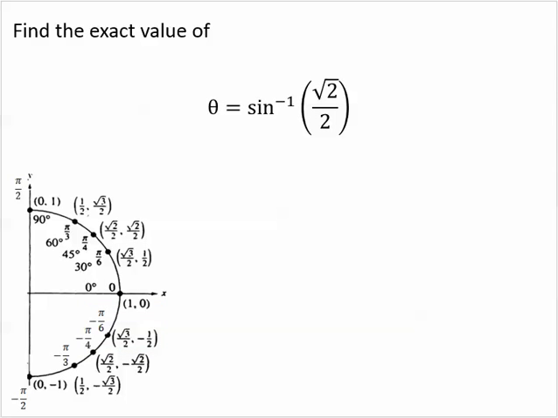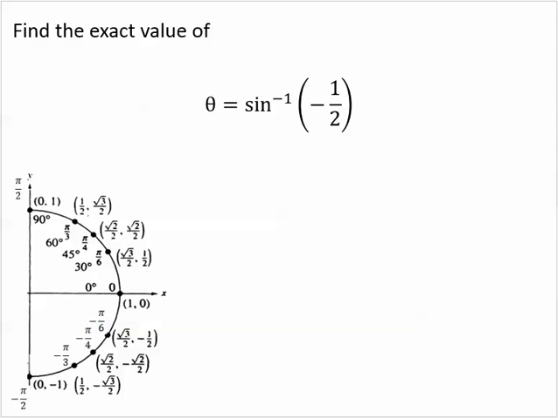Find the exact value of inverse sine of radical 2 over 2. If theta equals inverse sine of radical 2 over 2, then sine of theta would have to be radical 2 over 2. And sine of theta is equal to radical 2 over 2 precisely when theta equals pi over 4.